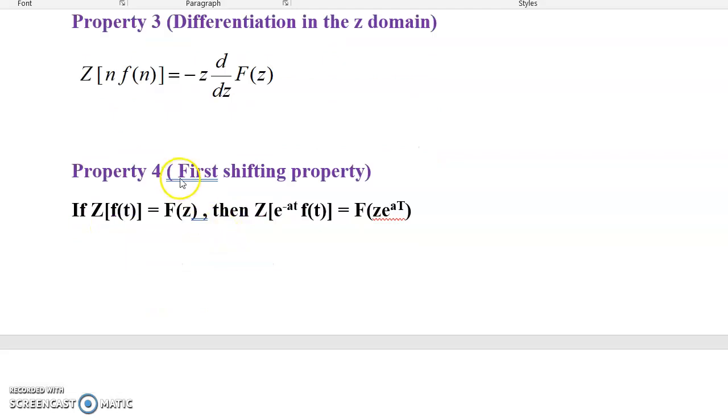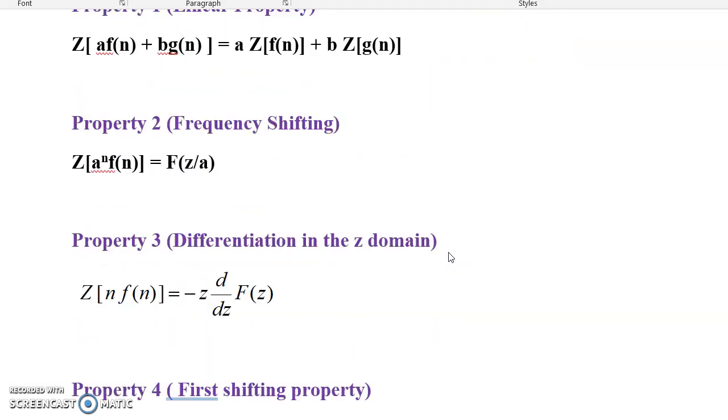And the last property is called the first shifting property, that is if Z transform of f of t, that is your time function, is F of z, then when we attach an exponential function like this, that is Z transform of e power minus at f of t is going to be function of z e power plus a into capital T. So this is the transformation in this property.